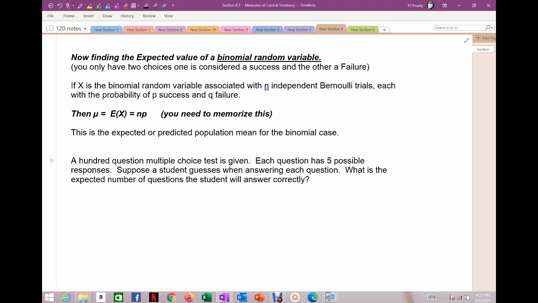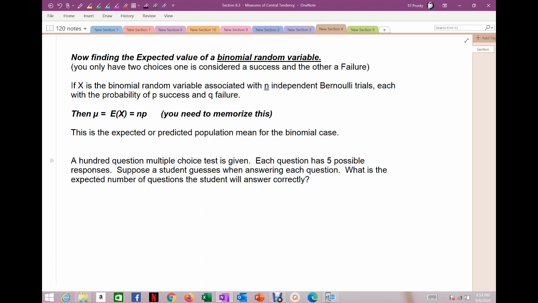When we're finding the expected value based on binomial probabilities, it's a little nicer because there's a nice formula for it. Remember, binomial is the case where there's two outcomes. N represents how many times you're trying something, so that's the total number of trials. P represents the probability of succeeding on those trials, whatever it is you're counting. And Q is the failure, right? 1 minus the probability of succeeding.